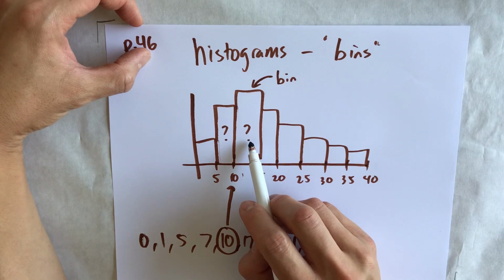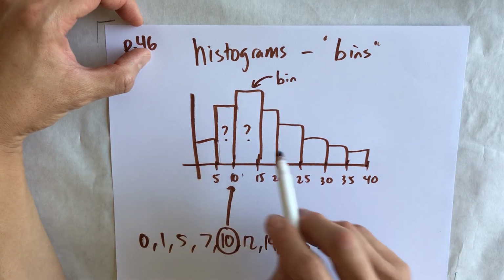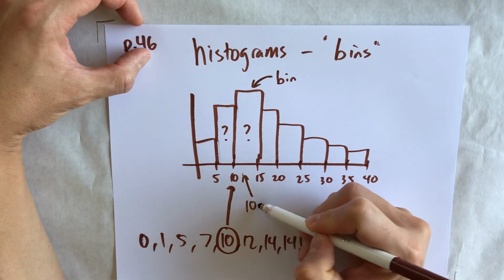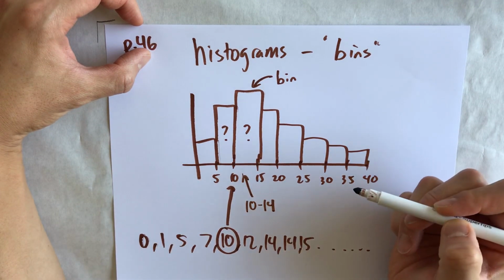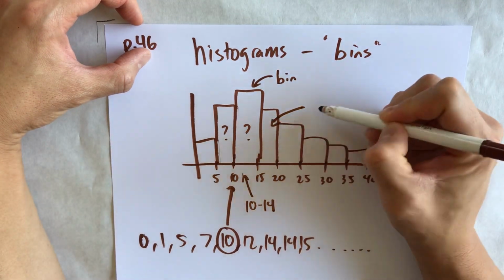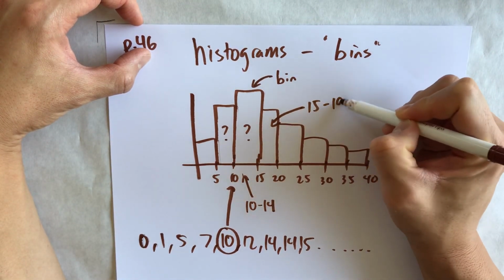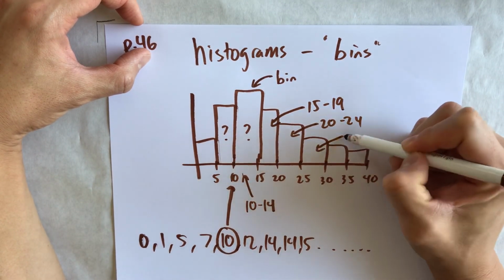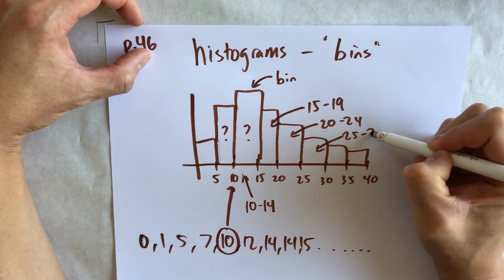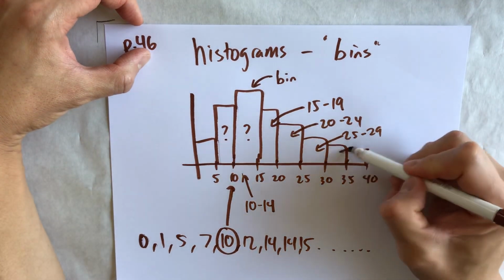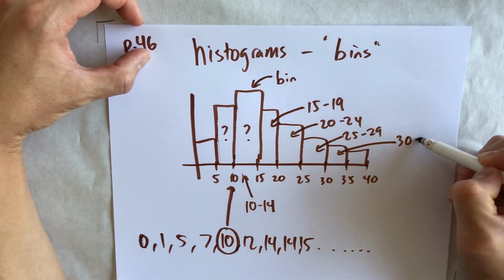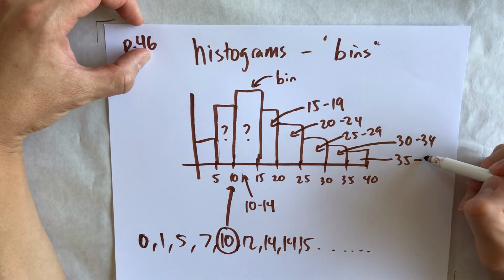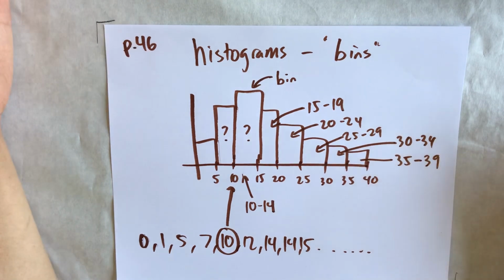Now, if you read the green box, they say that most of the time what we do is we put it in the higher bin. So the numbers that are here are actually 10 through 14. And the numbers that would be in this bin would be 15 to 19, and then this bin would be 20 to 24, this would be 25 to 29, etc. You guys get that pattern? 30 to 34, and then this would be 35 to 39. That's generally what it is.